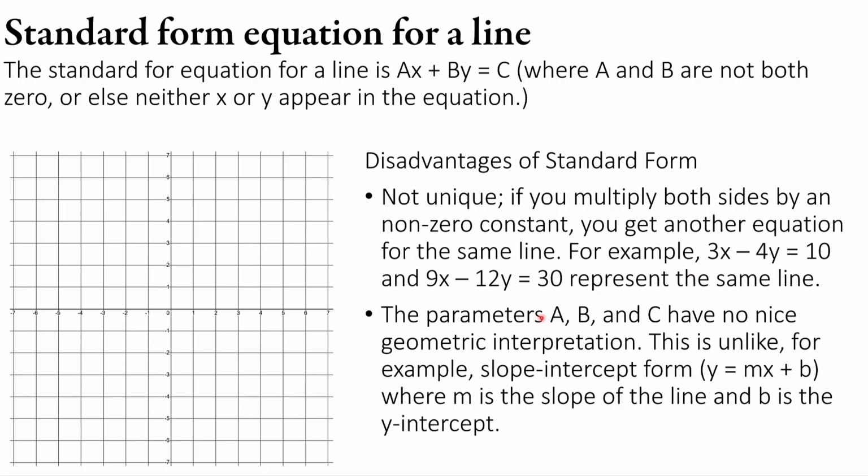Another disadvantage is a, b, and c, these numbers that you see, like the 3 and the 4 and the minus 10 up here, they don't have any nice geometric interpretation. They don't let us easily picture something about the line graphically. Unlike slope-intercept form, for example, y equals mx plus b, where b is the y-intercept. You can look at that number and know immediately what the line looks like. m is the slope. You can look at that number and know something about what the line looks like. These numbers here don't have any immediate geometric context.